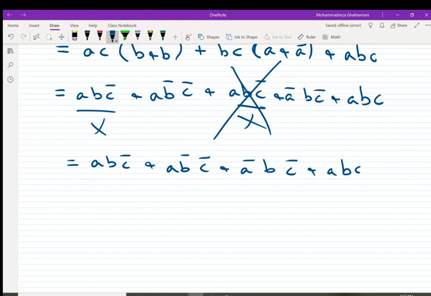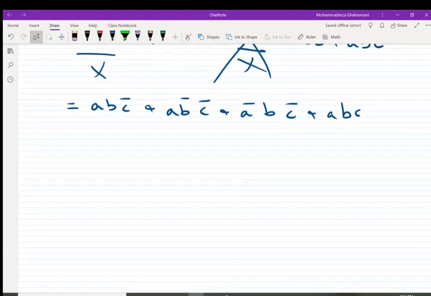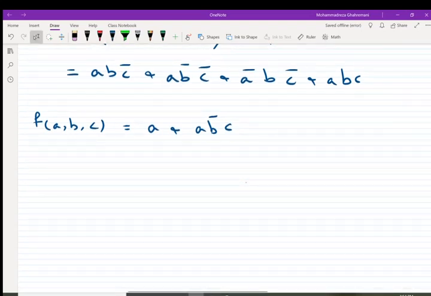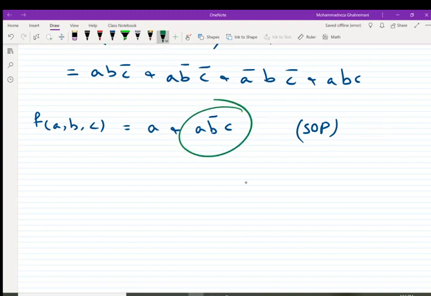Okay, that's it. Before moving to the next example, which is converting non-canonical to canonical in the form of product of sum, I want to show you one other simple example. So f of a, b, c is equal to a plus a, b bar, c. We want to write it in the form of sum of product. The second term is a minterm, the first term is not a minterm. It's missing two variables.